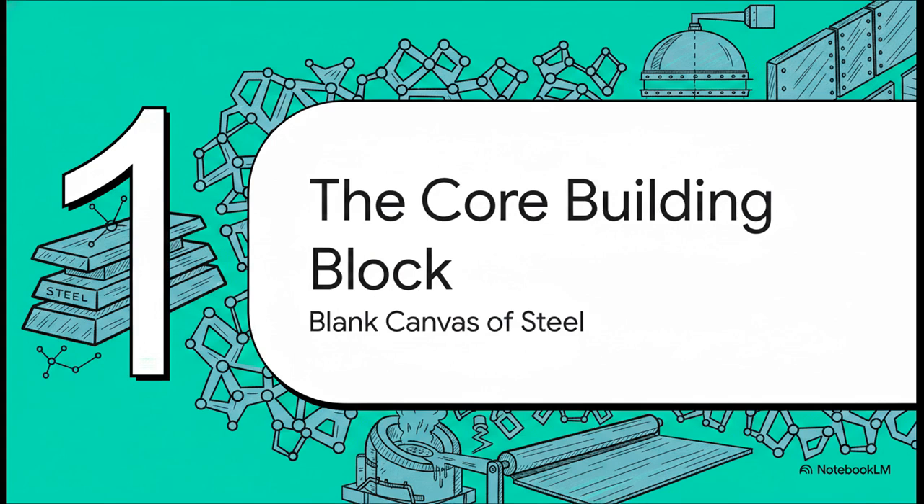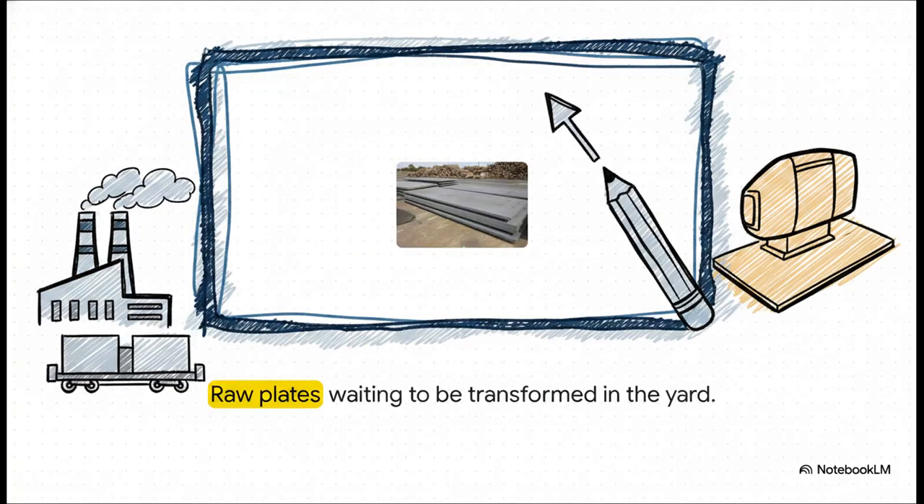Section 1. The core building block. The blank canvas of steel. Before we get completely lost in abstract engineering codes, material stress properties, and all that complex math, we really need to ground ourselves in a physical reality. We need to look at what the raw material actually is.